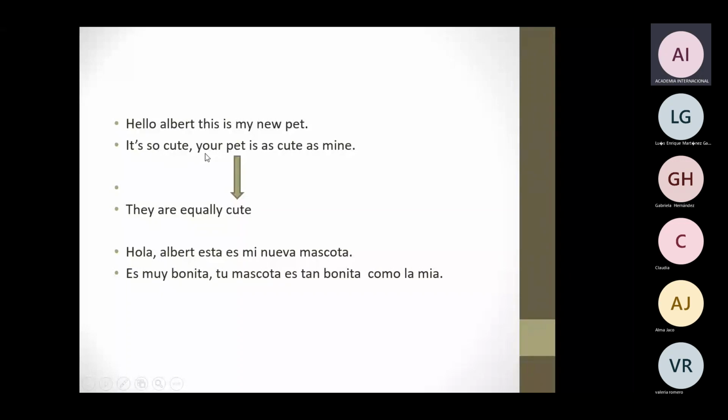And so pay attention to this. It's so cute. Your pet is. After the verb to be, we use the structure. Your pet is as cute as mine. Tu mascota es tan bonita como la mía. O muy bonita. O igual de bonita, podemos decirlo. Tu mascota es igual de bonita como la mía.